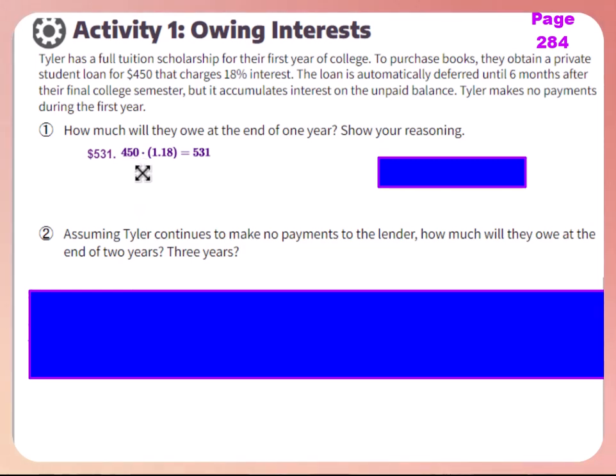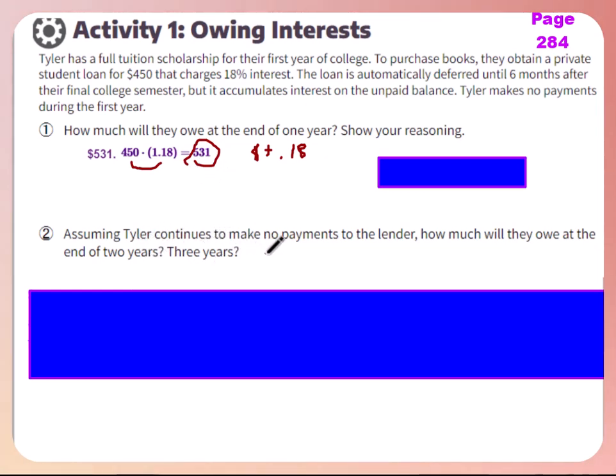All right, we're going to take that initial amount, 450, times, now this time we're charging interest, so we're going to add that 18%, and percent means over 100, so it's going to be 18 hundredths. We're going to add that to 1. So 1 plus 0.18 is 1.18. Multiply that to 450 and you get 531. Okay?